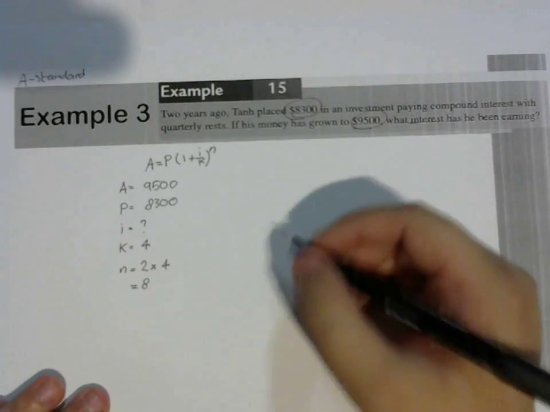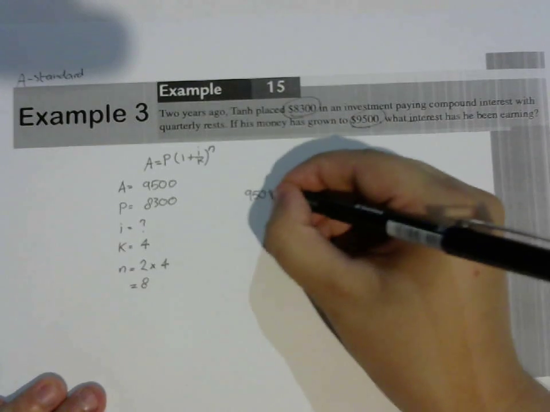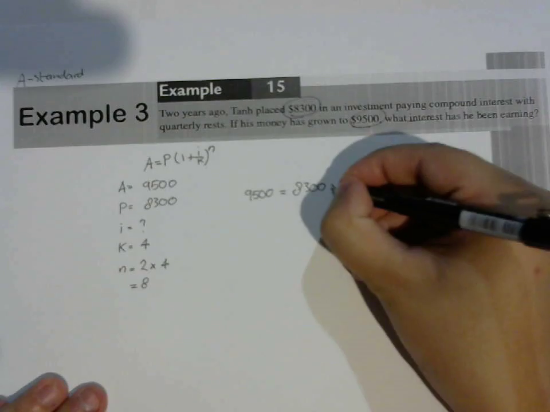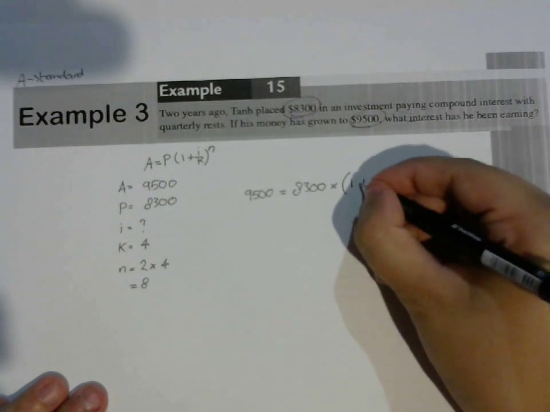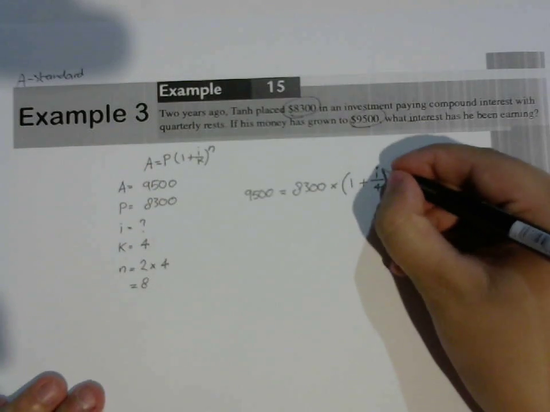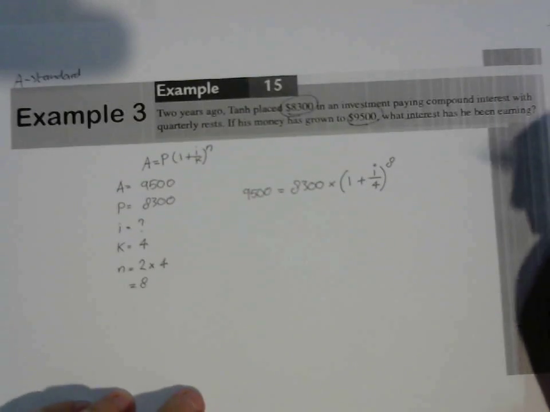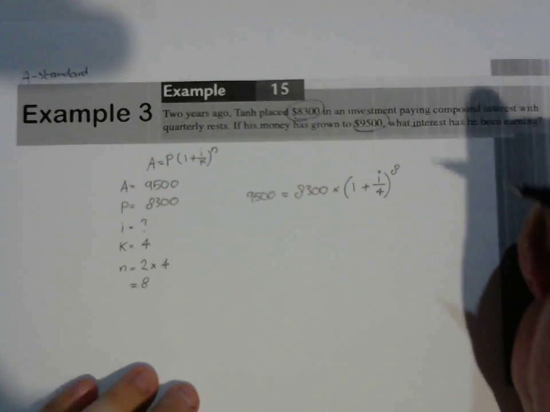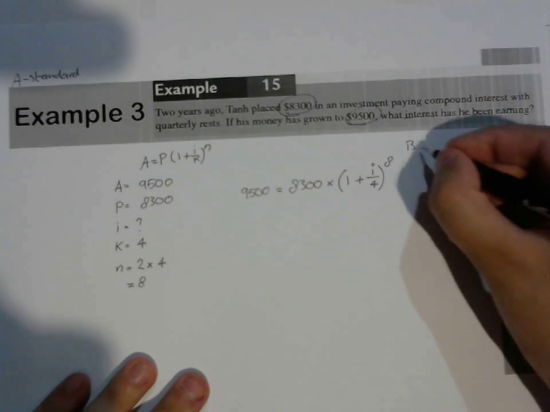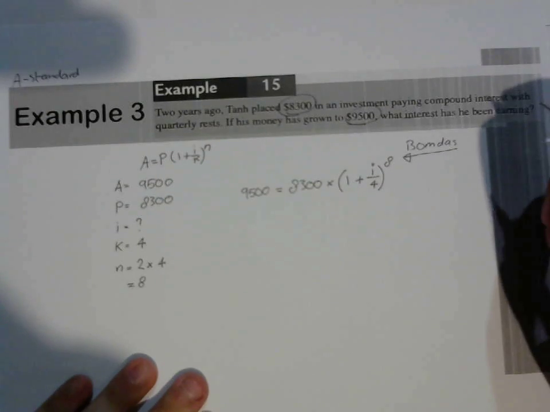I'm going to fill this information into my equation. A is 9500 equals P times open bracket 1 plus I, which is my unknown, divided by K, which is 4, to the power of N, which is 8. Now this is a multi-step rearrangement, so follow carefully. I'm going to use reverse BODMAS. So I'm going to do BODMAS in reverse.